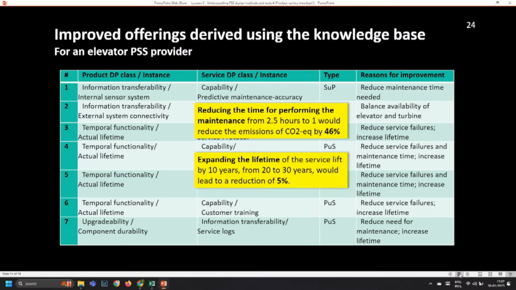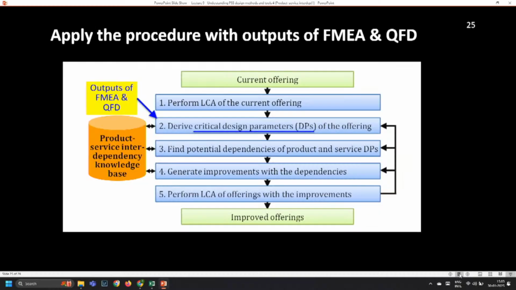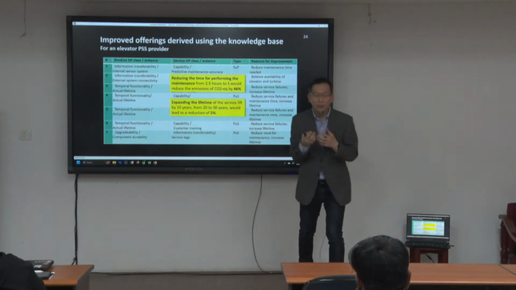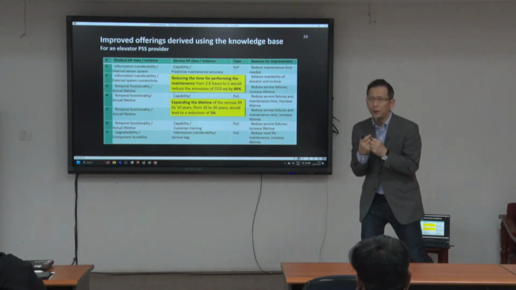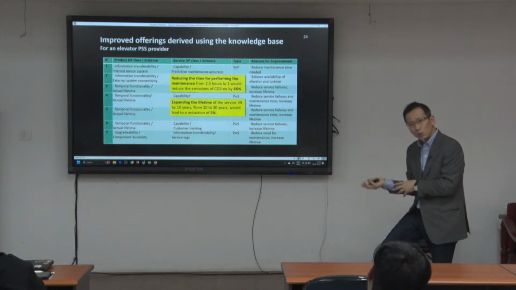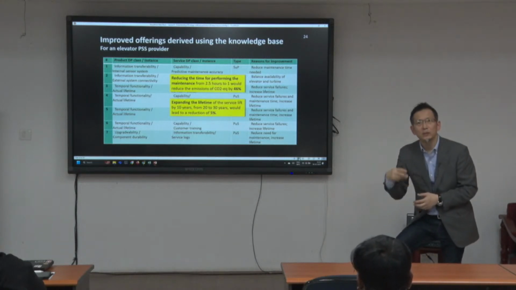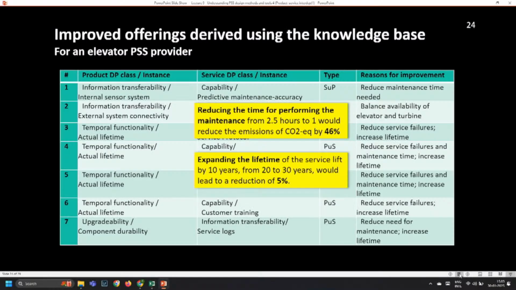There is another idea that came up with this combination and also brainstorming. That one was product life extension. Okay. So meaning that in the previous application, designers received the output from the knowledge base, and they brainstormed, and they came up with solutions, and then lifecycle assessment was performed for the improvement solutions, and the results are shown in this graph. Okay. Any question regarding this application?